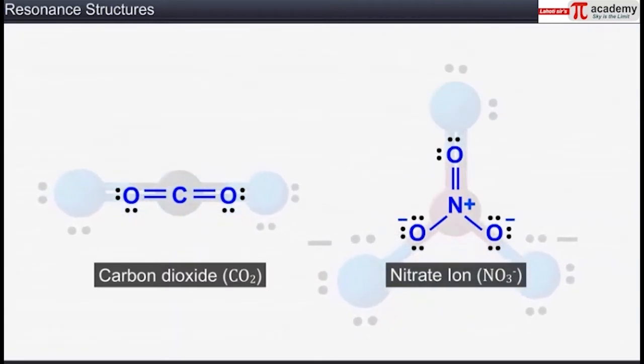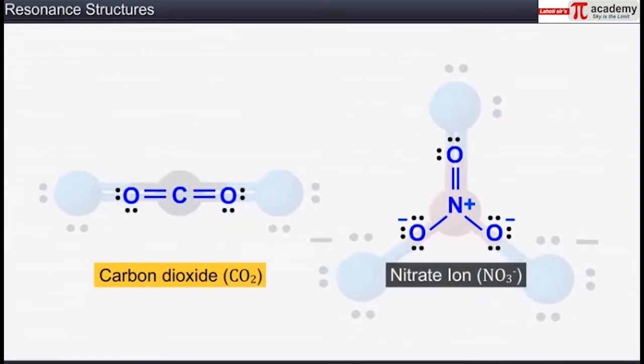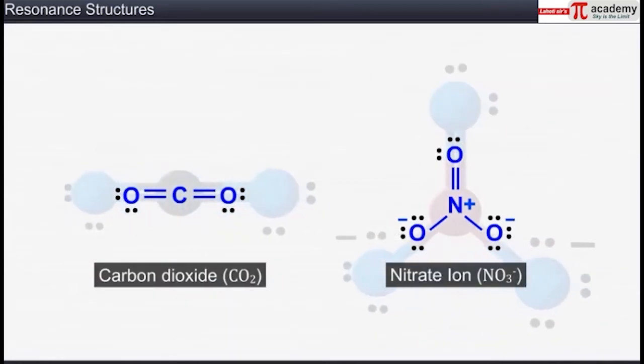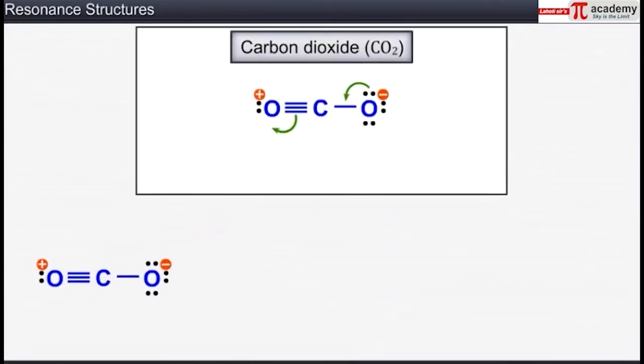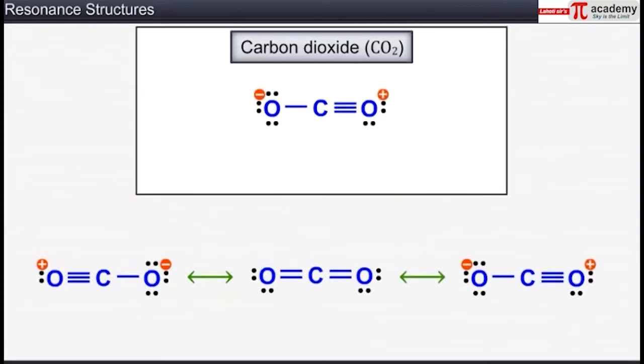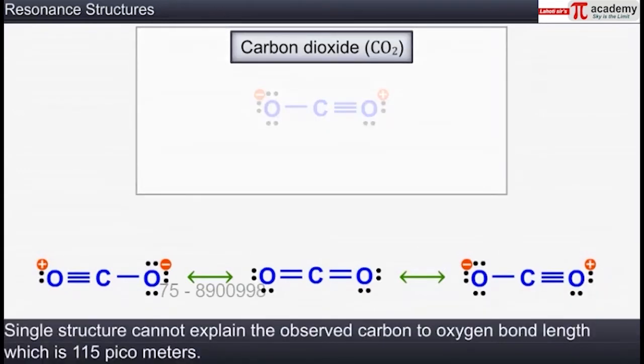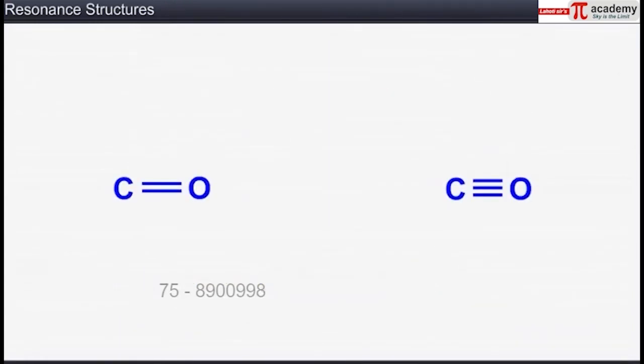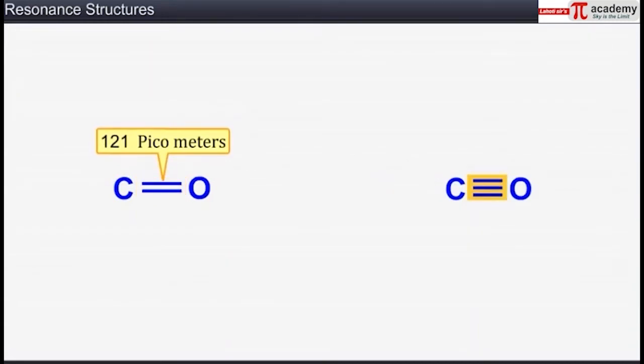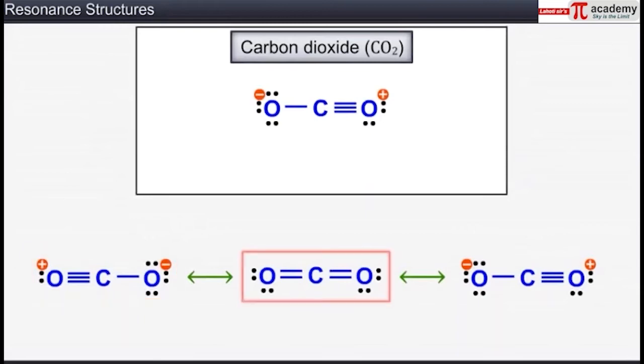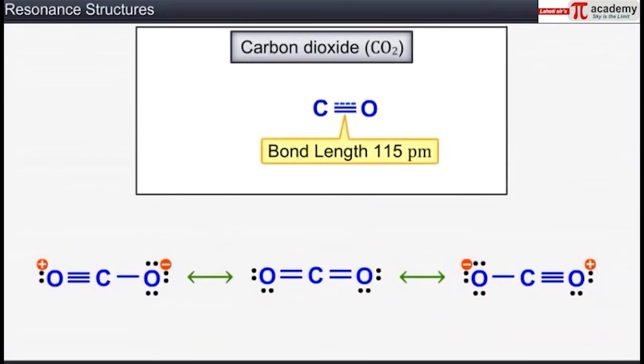Let us reinforce this concept by considering the possible Lewis structures of a carbon dioxide molecule and polyatomic nitrate ion respectively. We can represent a carbon dioxide molecule by the three following Lewis structures. None of the single structures explain the observed carbon-to-oxygen bond length, which is 115 picometers. The magnitude of this bond length is found to be intermediate between the bond lengths of a normal carbon-to-oxygen double bond, which is 121 picometers, and carbon-to-oxygen triple bond, which is 110 picometers. Hence, the resonance hybrid of these structures, as shown here, explains the experimentally determined bond length.